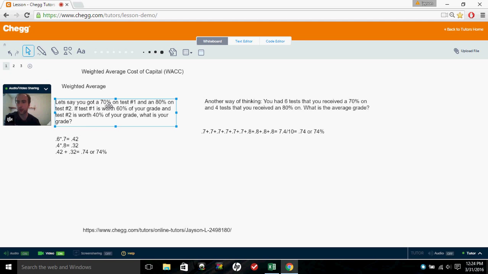the value we got on our test times the weight of the test. So 70% times 60%, that gives us 42%. And then we can do the 80% times the 40% to give us the 32%. Then we add those together to get our average grade. Our average grade would be a 74% in this case.